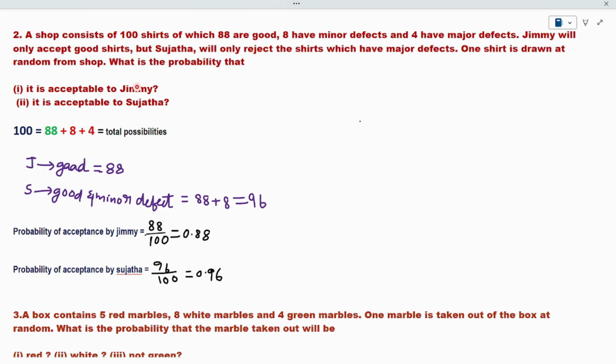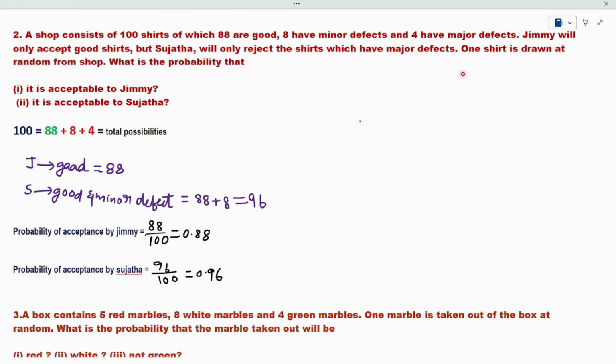What is the probability that it is accepted by Jimmy, and that it is accepted by Sujata? A trader named Jimmy accepts only the good shirts, but Sujata rejects only the shirts which have major defects. This means that Sujata can accept minor defect shirts as well as good shirts.